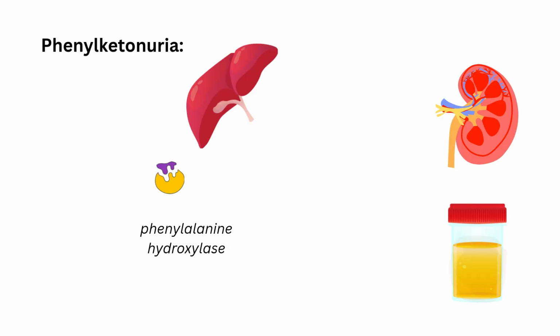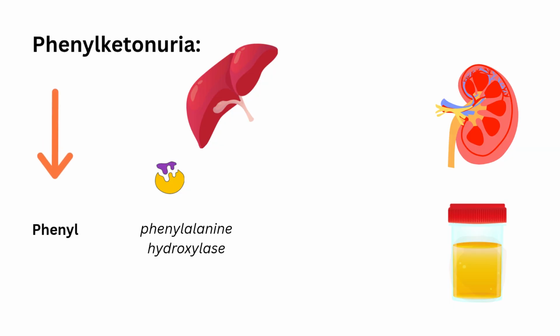Another inborn error of metabolism is phenylketonuria, in which phenylalanine is unable to be metabolized by the liver due to enzyme deficiency of phenylalanine hydroxylase. Keto acids also accumulate. To help us remember the amino acid and enzyme, think of phenyl and add alanine.